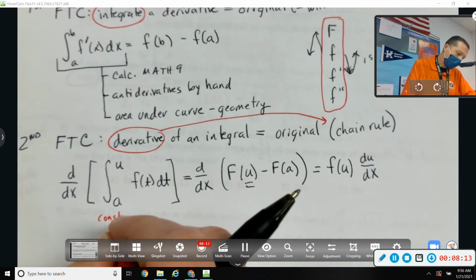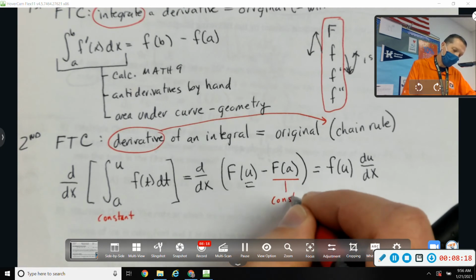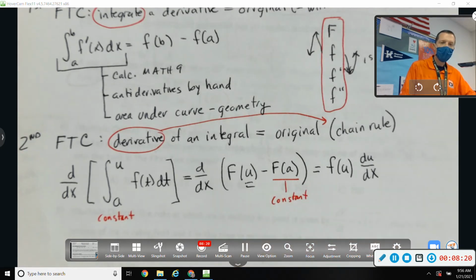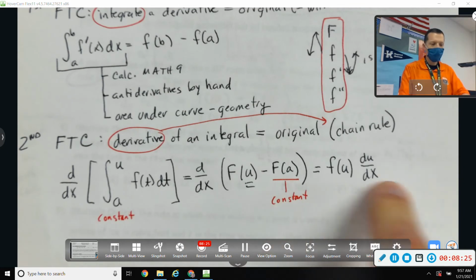Now remember that a was a constant, so that means f of a is some constant. And what's the derivative of a constant? 0. So that part would go away.